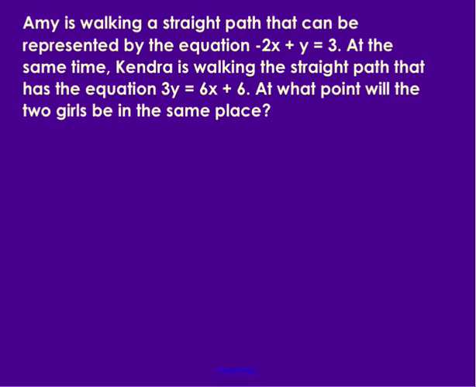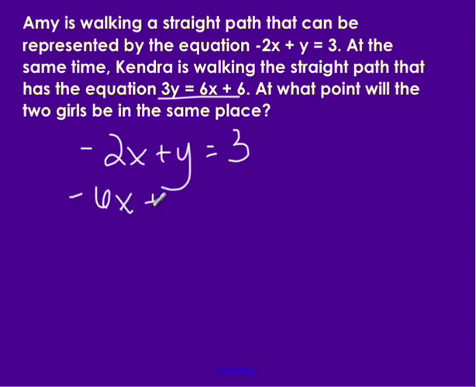So let's get this one set up. We want to figure out when they're going to cross the same point. So we're going to go ahead and set this up. We want to figure out when x and y are such that they cross. For this one, you're going to have to bring the x over to the other side. So that's going to give you a -6x plus 3y is equal to 6.